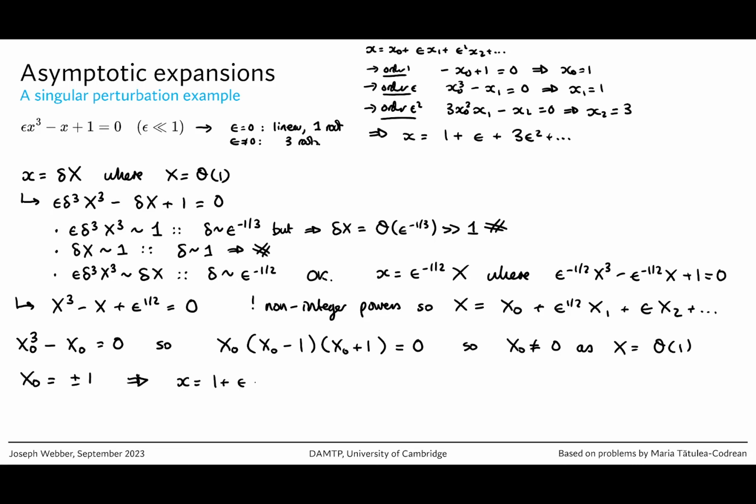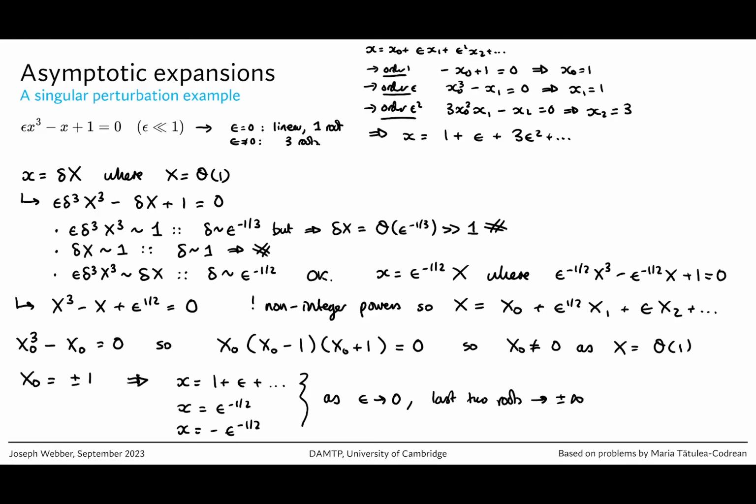So X0 is equal to plus or minus 1, and that implies that we have roots at x equals 1 plus epsilon plus dot dot dot. But we also have roots at x is equal to epsilon to the minus 1/2 and x is equal to minus epsilon to the minus 1/2. So notice that as epsilon goes down to 0, the last two roots go to plus or minus infinity.